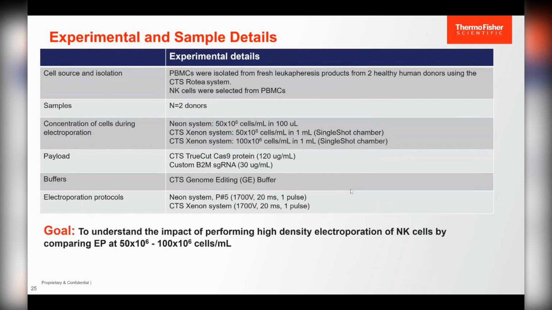We tested 2 different donors. For the Neon system, we used 50 million cells per ml and 100 microliter tips, and for the Genome system, we used 50 million cells per ml in a 1 ml single shot, and 100 million cells per ml in a 1 ml single shot. The payload was TrueCut Cas9 protein, our target was B2M, and we used the genome editing CTS buffer. For both Neon and Genome, we used the same electroporation parameters: 1700 volts, 20 milliseconds, and 1 pulse.